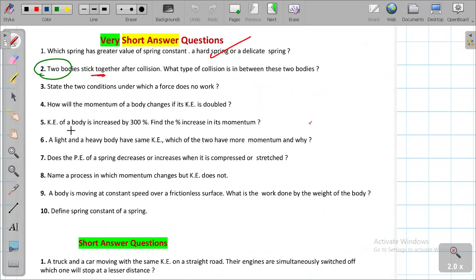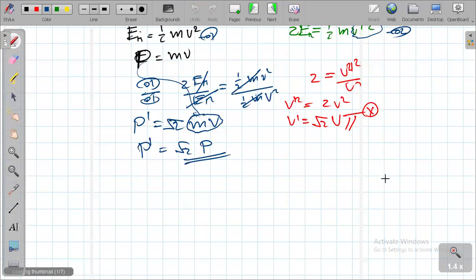Kinetic energy of a body is increased by 300%. Find the percentage increase in the momentum. Now, the same method. It is the same method.